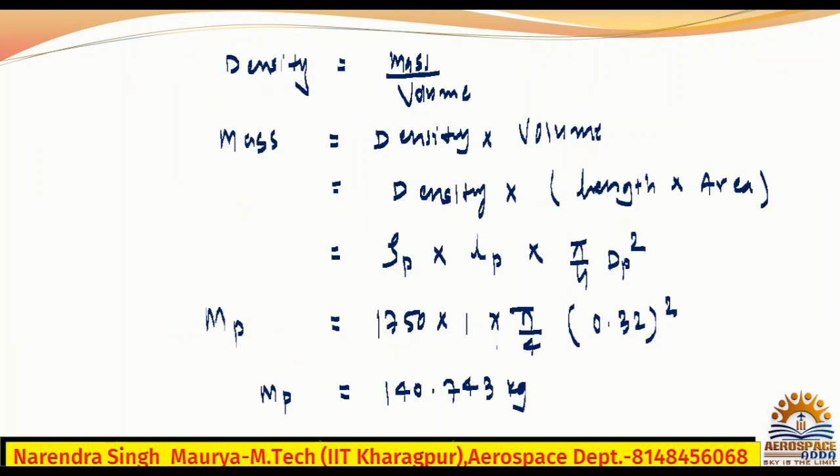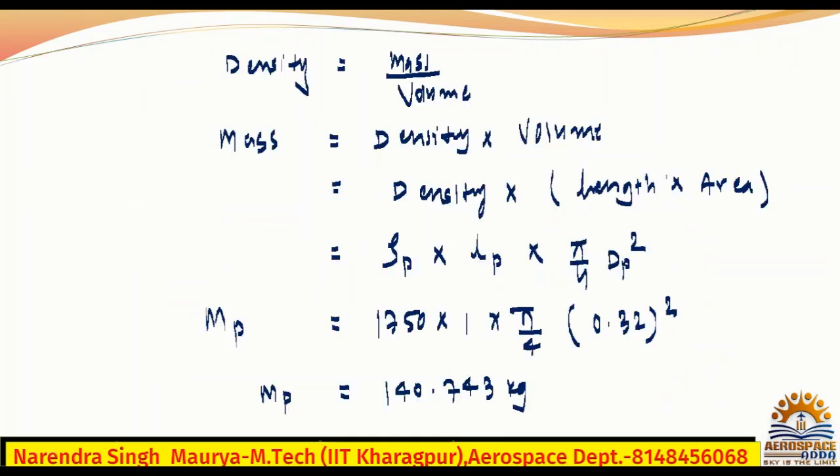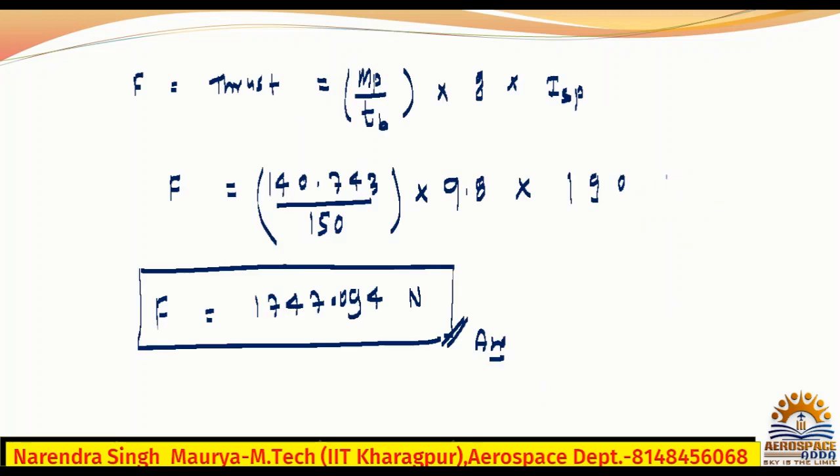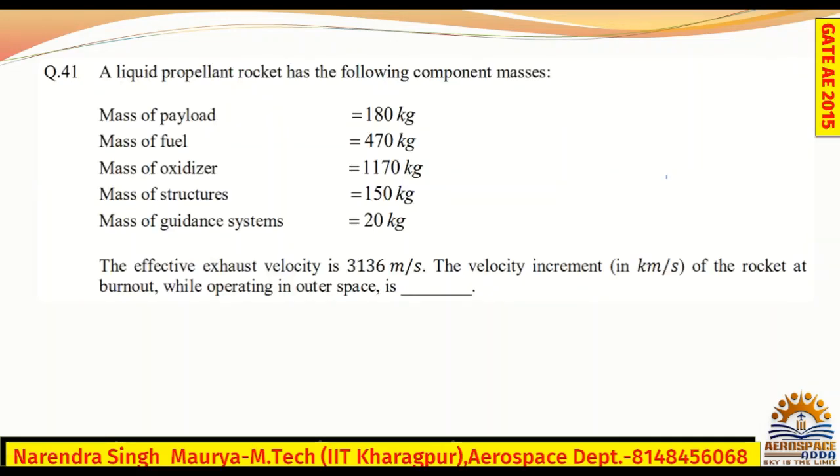All right. So hope you understood. This is a very basic formula based problem only. So here we have to write 1747.094 in Newton. This is the answer. So I hope this problem you understood. It's only a formula based problem, right? Now, this is the next problem, 41, GATE 2015.